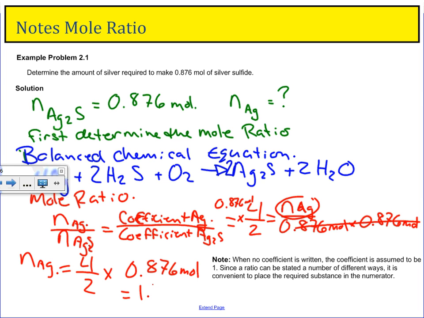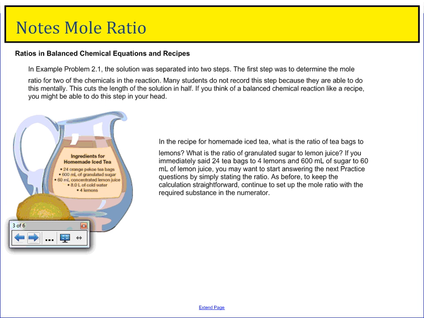If I do that, I get an answer of 1.75 moles. We need to note that when no coefficient is written, the coefficient is always assumed to be 1. Since the ratio can be stated a number of different ways, it is convenient to place the required substance in the numerator. In the example problem that we just did, the solution was prepared in 2 steps. The first step was to determine the mole ratio for the 2 chemicals in the reaction, but many students do not need to record this step because they're able to do this mentally. It just cuts the length of the solution in half.